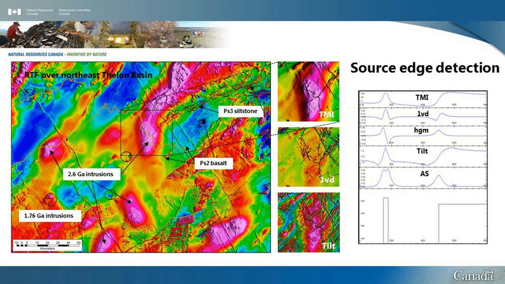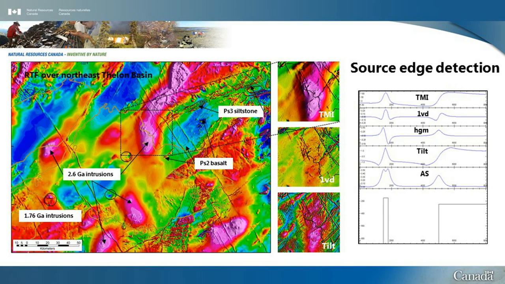Within these Paleoproterozoic supracrustal belts, there are key magnetic units that we can extrapolate beneath the basin. So we have a PS3, a magnetic siltstone sequence, as well as a highly magnetic basalt. And so you have your sediments, your Paleoproterozoic rocks, and your basin, and the residual total field is measuring the sum of all these contributions.